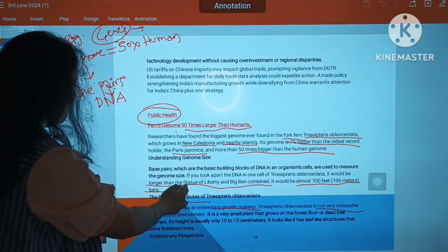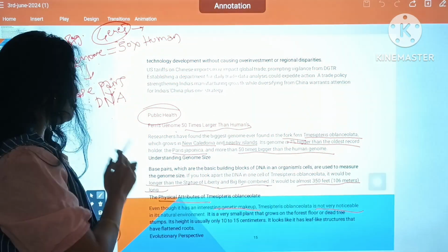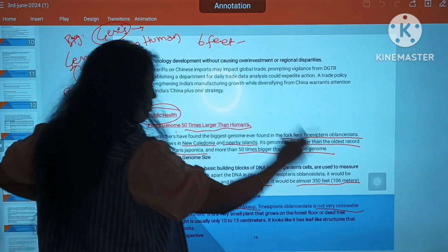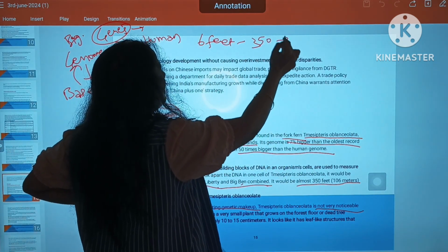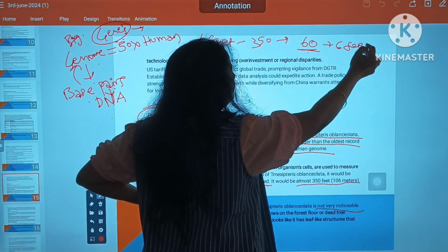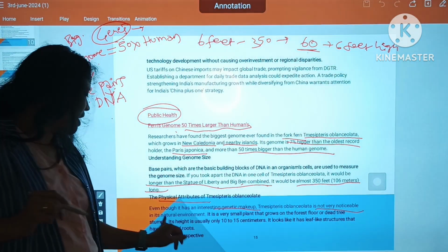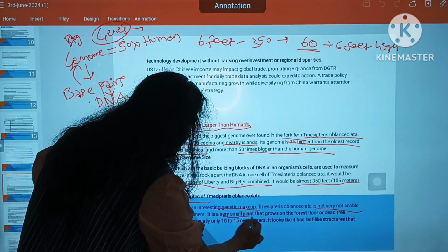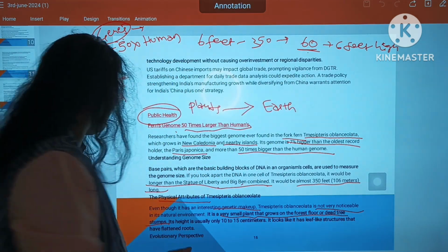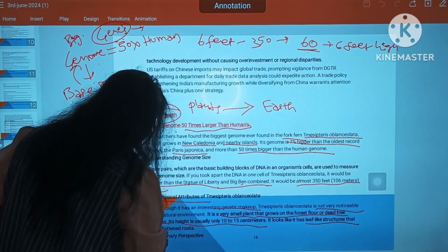The genome is bigger than the Statue of Liberty and Big Ben combined. It is 350 feet long. Means you can understand a 6 feet person is very long. So 350 feet comes to around 60 people with 6 feet height. That much long its genome is, but it is very rare in the environment, and it is a very small plant that grows on the forest floor and on dead tree stumps. Its height is usually only 10 to 15 centimeters. Leaf like structures that have flattened roots.